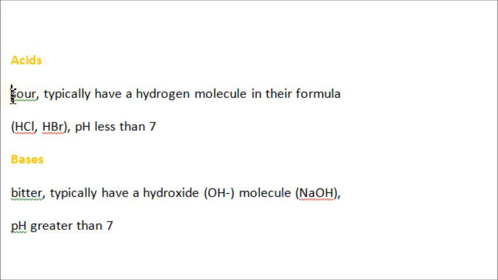Acids, well, they're sour, but don't taste them in the lab. Well, you can, but you may die. But YOLO, right? Just kidding.